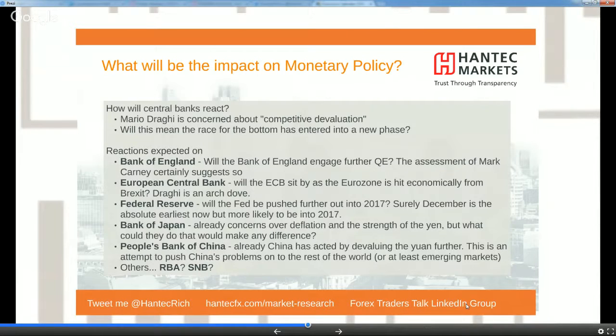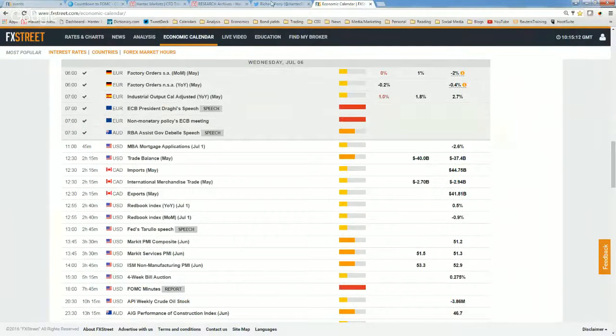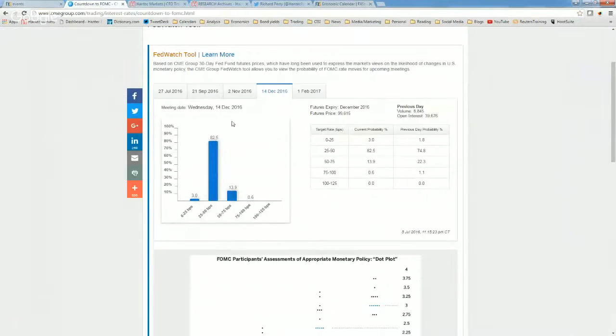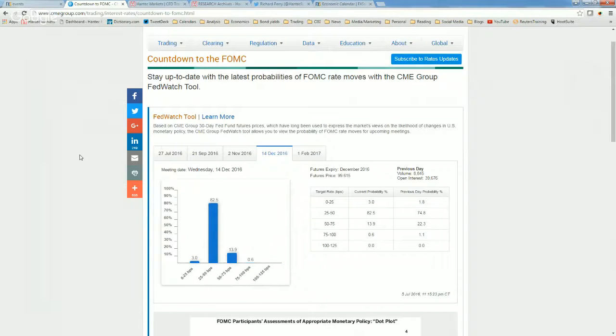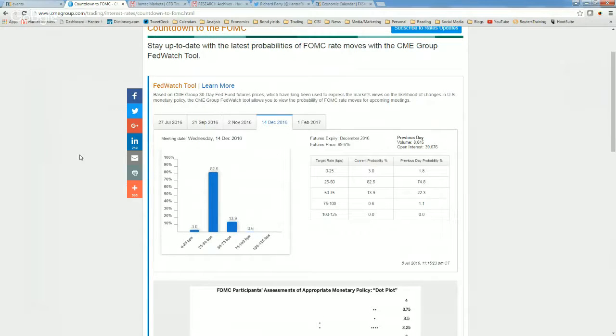What's going to happen to Fed monetary policy? Well, let me just see if I can show you. The expectations prior to Brexit had been that December was going to be the month that the Fed was going to move. This is the CME Group Fed Watch, and it charts the expectations of monetary policy for the States. Now, in December, the chance of a rate hike is about 15%. So the market is basically not factoring in a rate hike whatsoever.